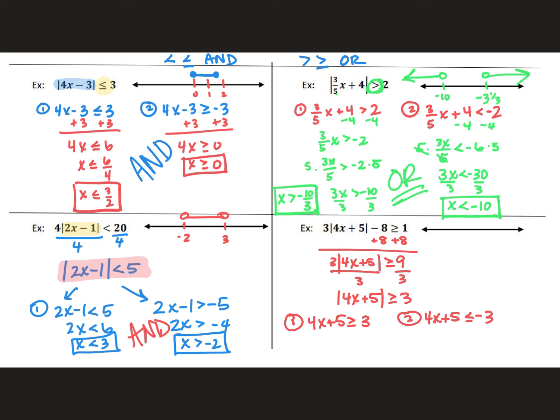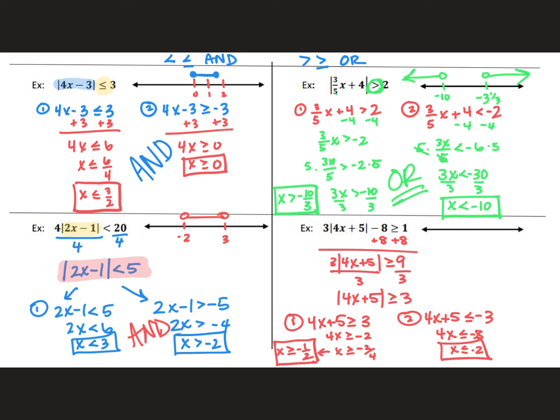Solving here, because I'm running out of room, I would subtract 5, and I would get 4x is greater than or equal to -2. And then I'll divide by 4, so x is greater than or equal to -2/4, which is the same thing as -1/2. And then over here, I'll have 4x is less than or equal to -8, and x is less than or equal to -2.